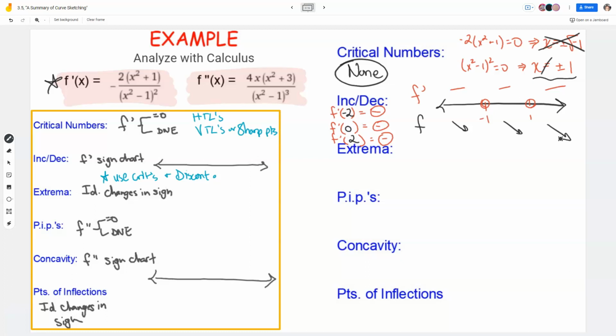So extrema, do I have any relative maxes or relative mins? Nope. A, I don't have any critical numbers because they're just asymptotes. And B, even if there were points, there's no sign change. There's no behavior change. So there's no dipping and there's no peaking. No mins, no maxes.